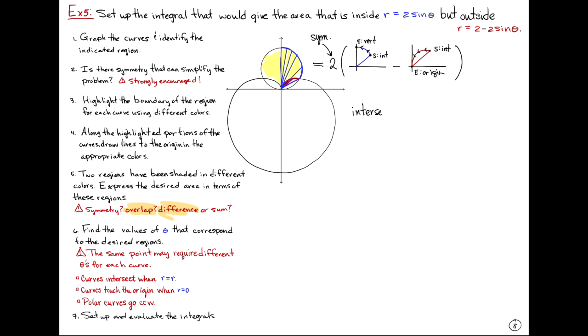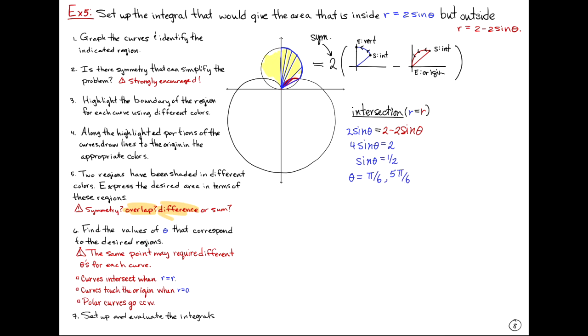To find our intersection point, we set r equal to r. Subbing in for r, we have 2 sine theta equal to 2 minus 2 sine theta. Adding 2 sine theta to both sides, we have 4 sine theta is equal to 2. Dividing through by 4, we have sine theta is equal to 1/2, which means theta is equal to pi over 6 and 5 pi over 6.